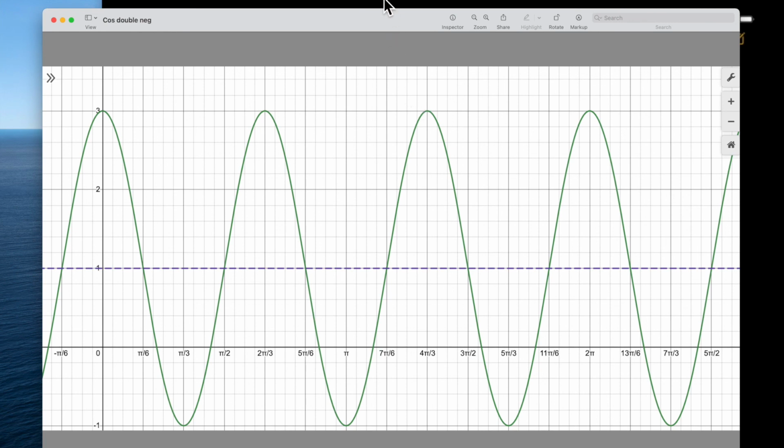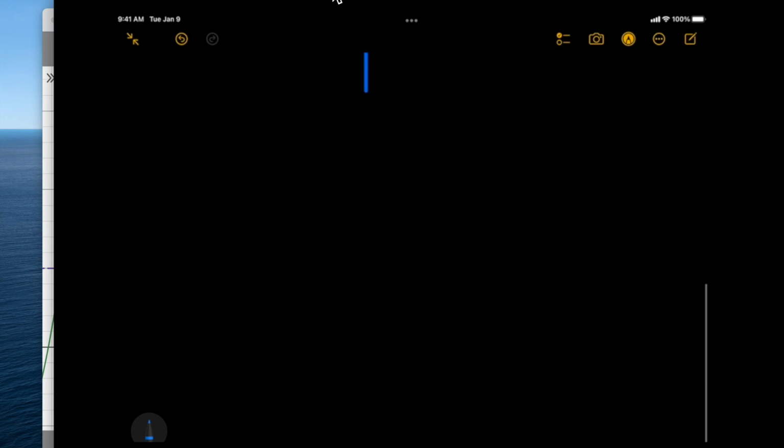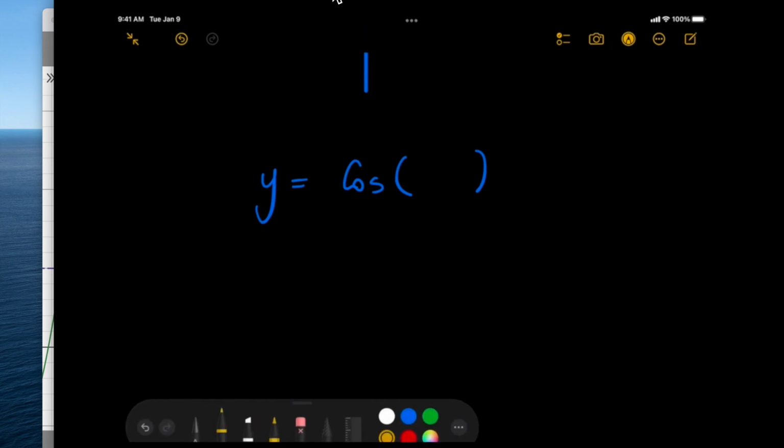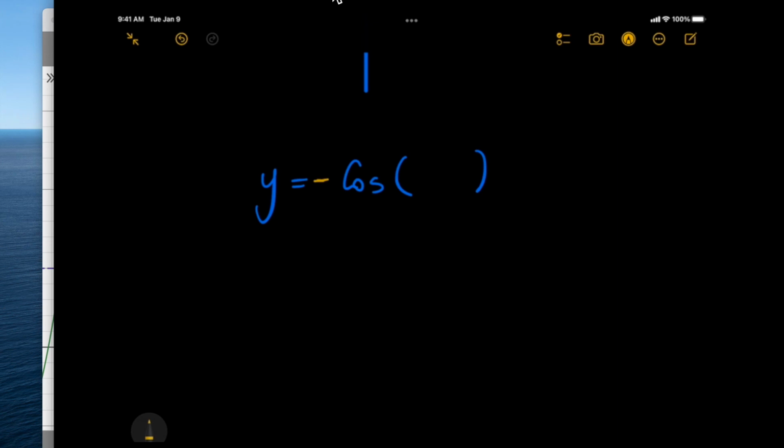So folks, in summary, when we look at the effects of negative signs on the cosine function, we find that the negative on the outside causes us to start at the minimum. So regardless of whether you have a plus or a minus on the inside of the function, that negative is going to cause us to start at the minimum.